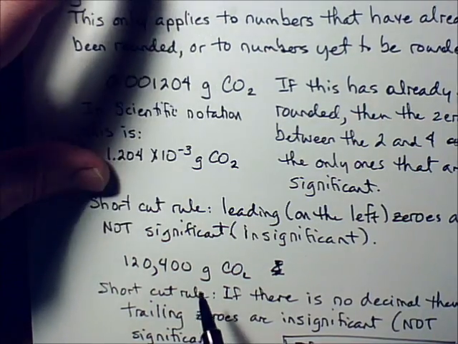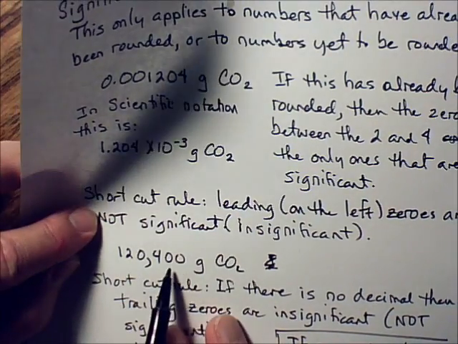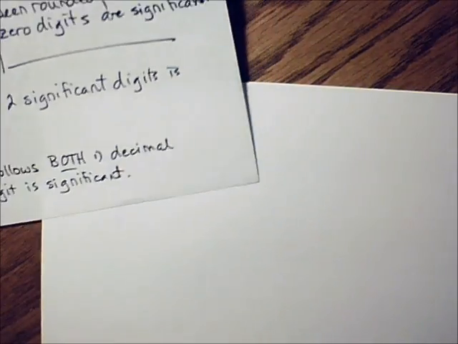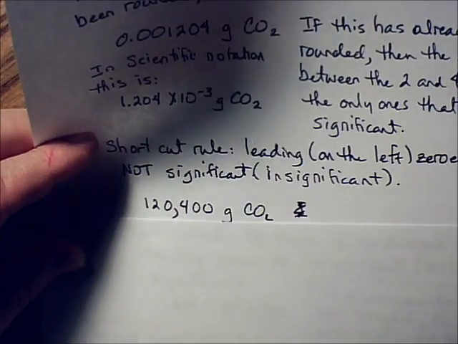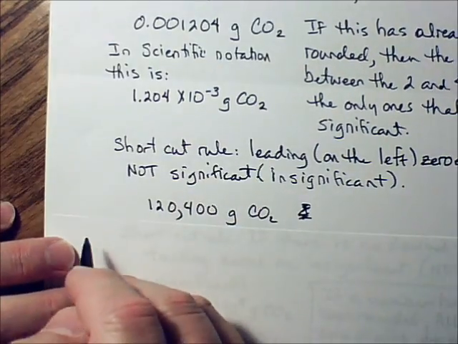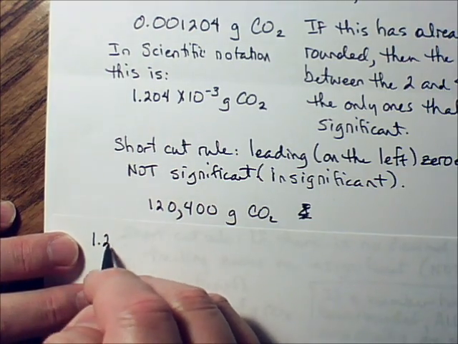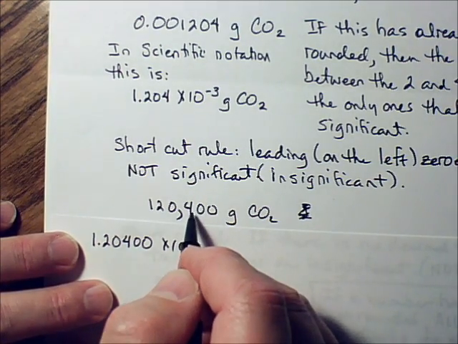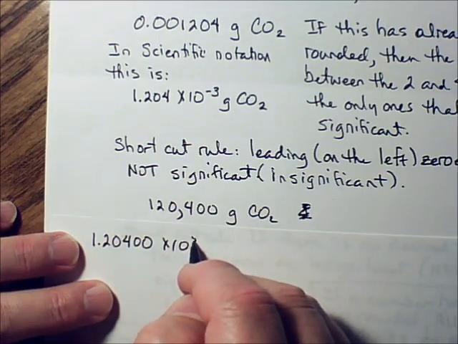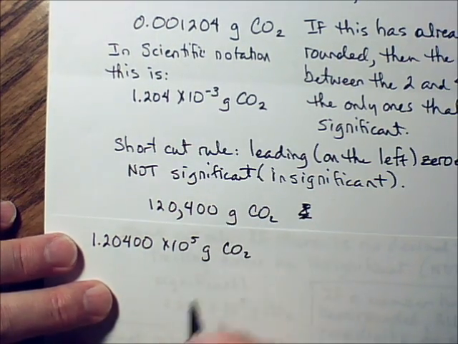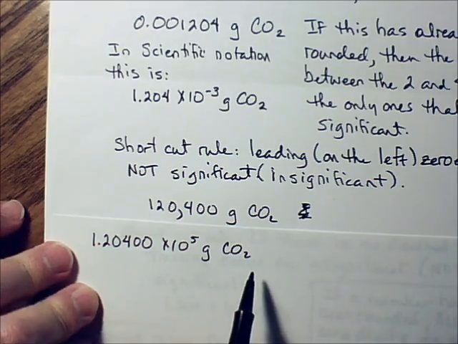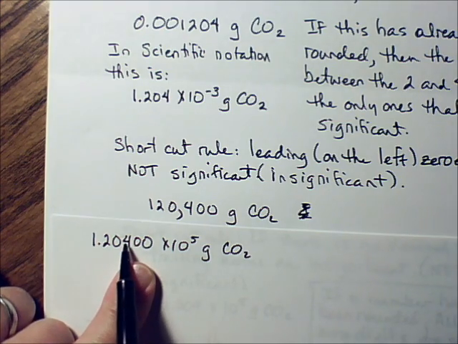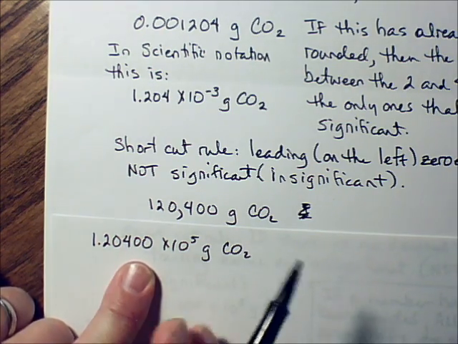Well, let me give you a couple examples. So let's say we wanted to make both these zeros significant here. So let's take that number. So we can say it's 1.20400 times 10 to the 5th grams of CO2. Writing the answer like this shows that these two zeros are significant. And they're significant because they follow a non-zero digit and they follow a decimal place.